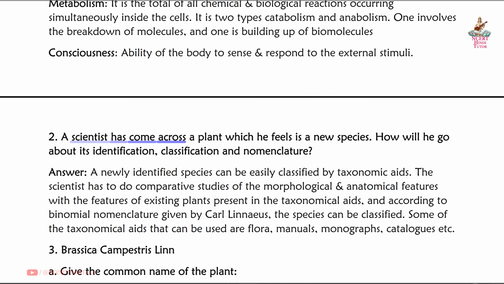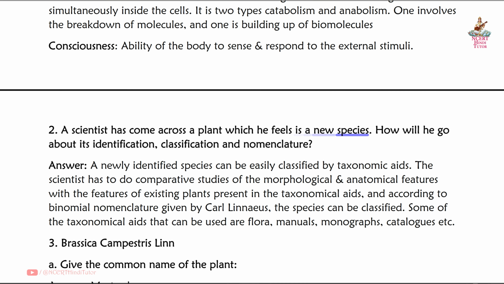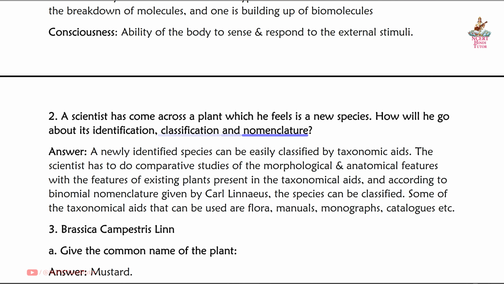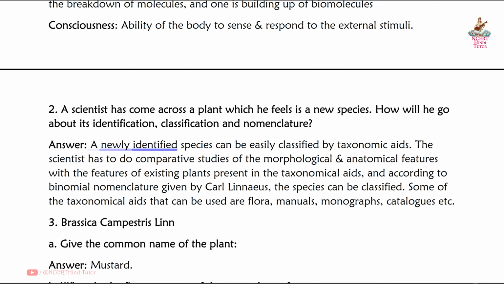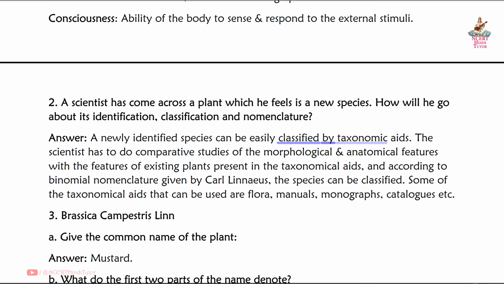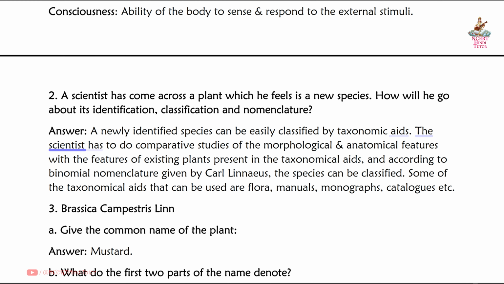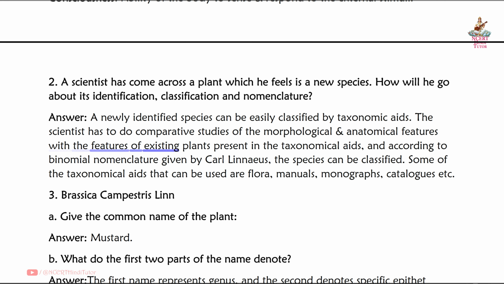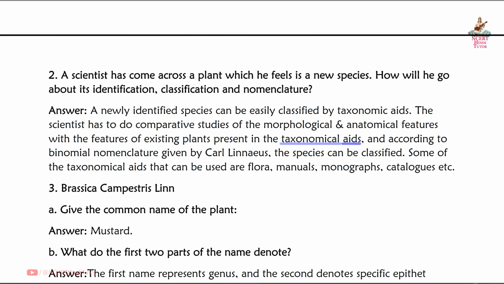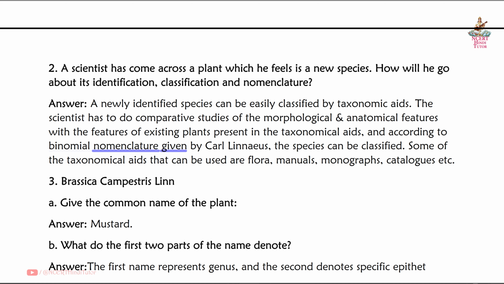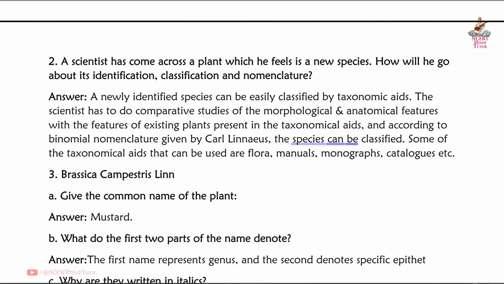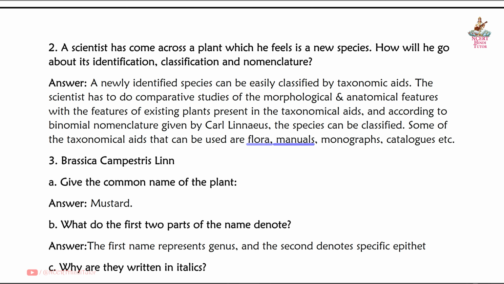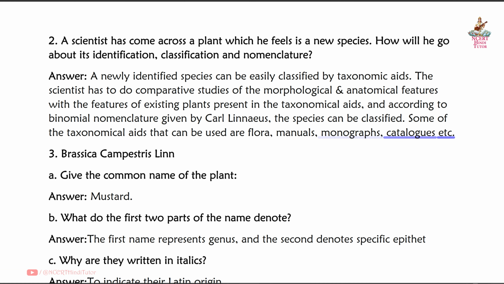2. A scientist has come across a plant which he feels is a new species. How will he go about its identification, classification, and nomenclature? Answer: a newly identified species can be easily classified by taxonomic aids. The scientist has to do comparative studies of the morphological and anatomical features with the features of existing plants present in the taxonomical aids, and according to binomial nomenclature given by Carl Linnaeus, the species can be classified. Some of the taxonomical aids that can be used are flora, manuals, monographs, catalogs, etc.